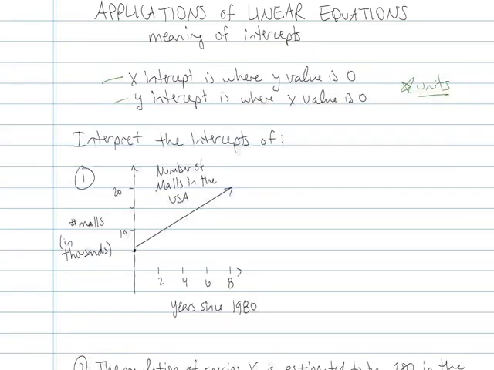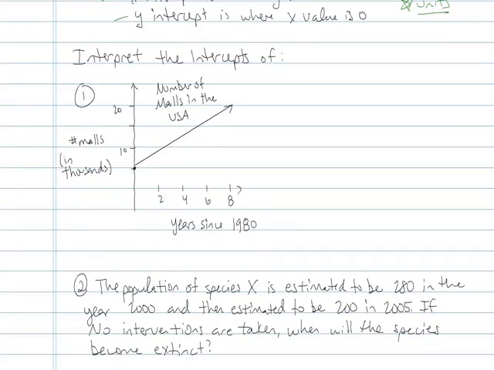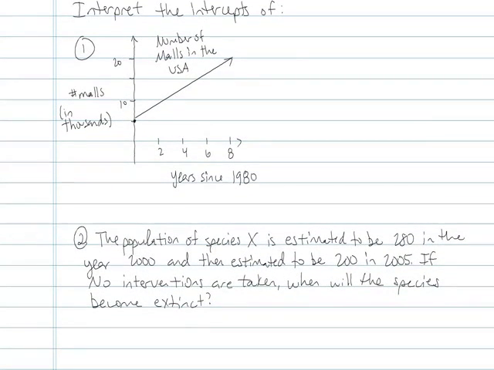Okay, so it says interpret the intercepts of, and in problem 1 we're given a graph. The title is Number of Malls in the United States. And by the way, I should say that I made this stuff up, so don't trust me on this, don't quote me. Okay, so the x-axis scale goes by 2s, and it's called years since 1980. So that would mean that this first line is 1982, this one's 1984, 1986, etc. Then on the y-axis we have number of malls, and it's called in thousands. So the number that's marked is 10, that represents 10,000, 15,000, 20,000, etc.